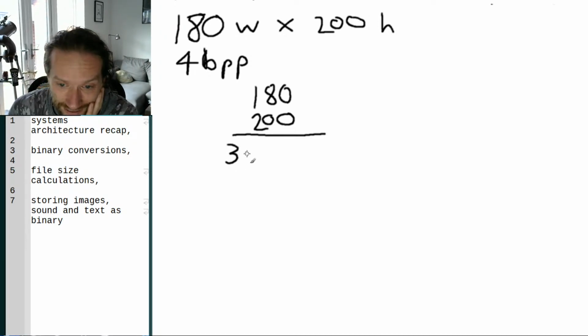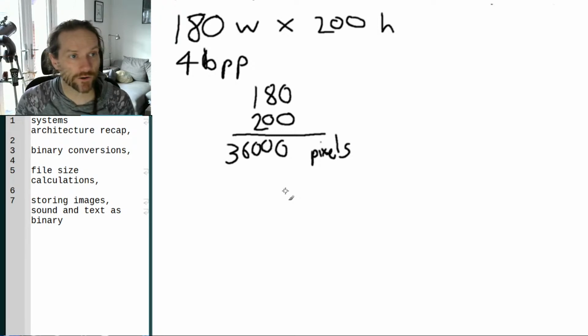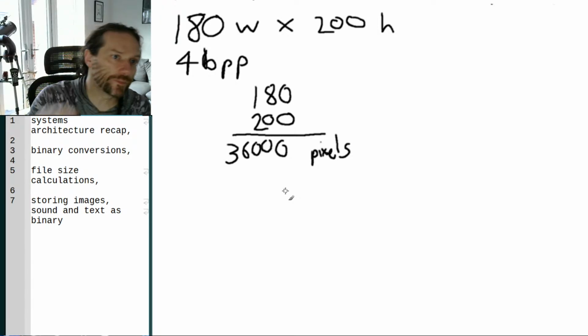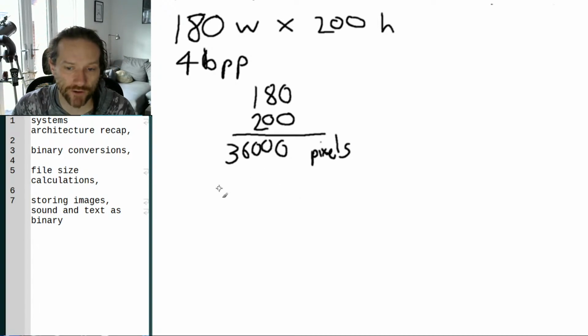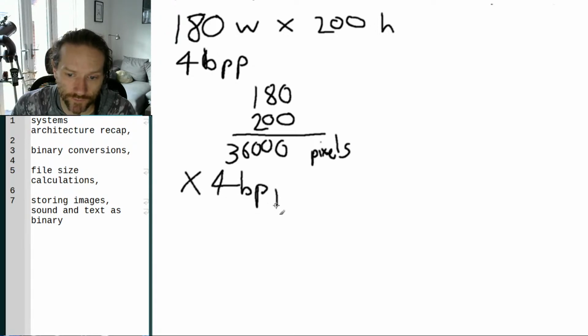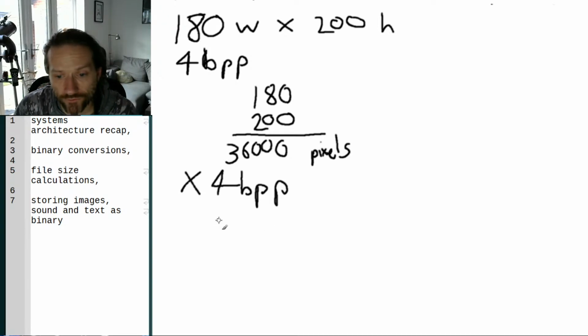Because 18 times 2 is 36, and then you just add those zeros on there, right? So there's 36,000 pixels, right? 36,000 pixels. Once we know how many pixels there are, we just have to multiply that by the number of bits per pixel to find out how many total bits there are. Okay? Times 4 bits per pixel. So 36,000 times 4 is 144,000.